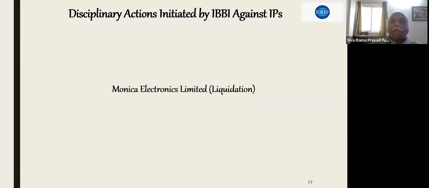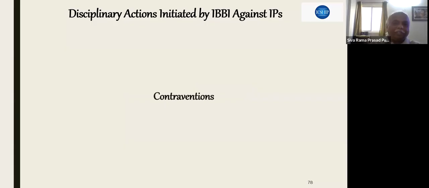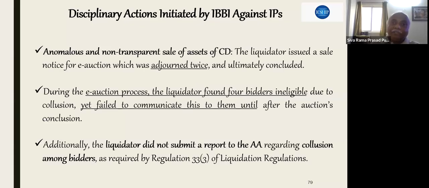Name of the corporate debtor: Monica Electronics Limited. It is under liquidation. What are the contraventions? Anomalous and non-transparent sale of assets of the corporate debtor. The liquidator issued a sale notice for e-auction, which was adjourned twice and ultimately conducted. During the e-auction process, the liquidator found 4 bidders ineligible. Once ineligible, what are the reasons for ineligibility? That is to be disseminated to the participants. Due to collusion, yet he failed to communicate this to them until after the auction concluded.